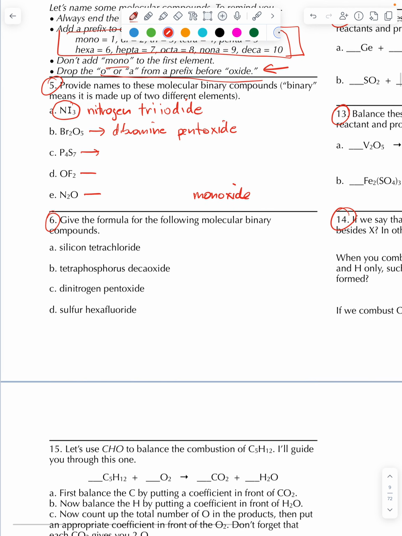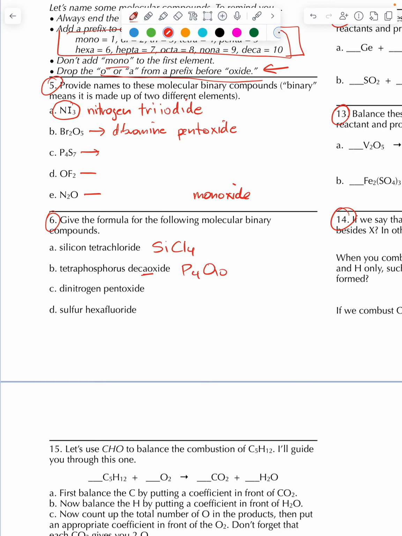And then going backwards, really easy. I don't know if I'll give you one of these. I don't want to have such a free point there. Silicon tetrachloride, we have silicon and 4 chlorides, right? Tetraphosphorus decaoxide, that's P4, that's tetraphosphorus. And deca is 10, so we do this.